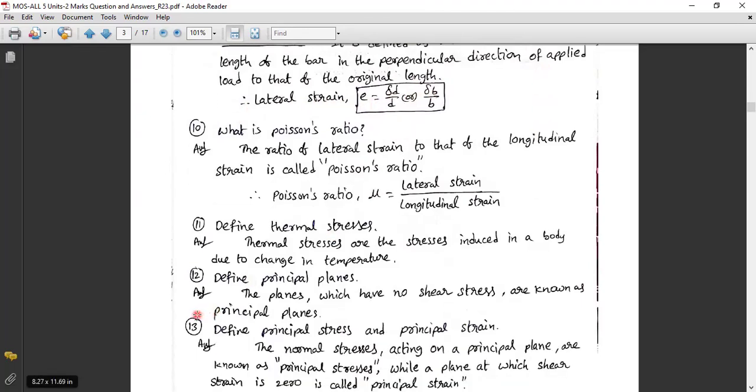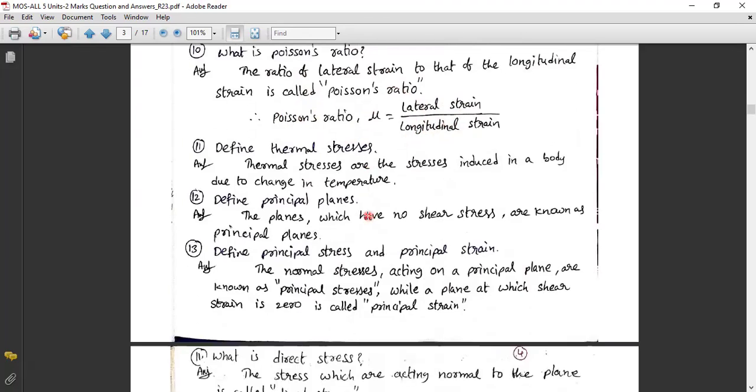What is Poisson's ratio? The next topic is Poisson's ratio. The ratio of lateral strain to that of the longitudinal strain is called Poisson's ratio. The ratio of lateral strain, so laterally and longitudinally. Longitudinally is lengthwise, and laterally, as I told you before, here you can also say breadth or depth. The ratio of lateral strain upon the longitudinal strain. So the length is coming down, and that is called Poisson's ratio in any object in this mechanics of solids we can define it.